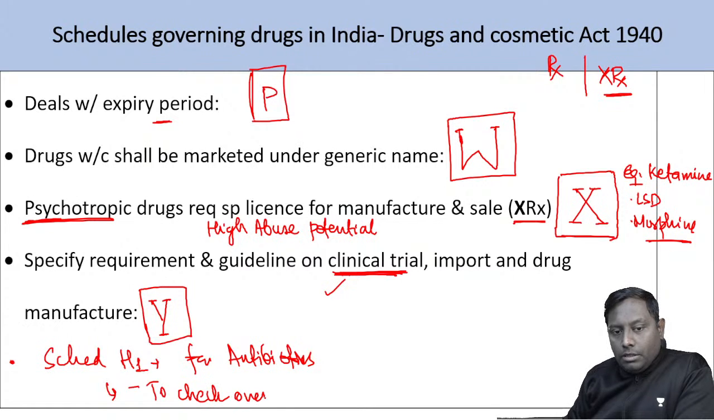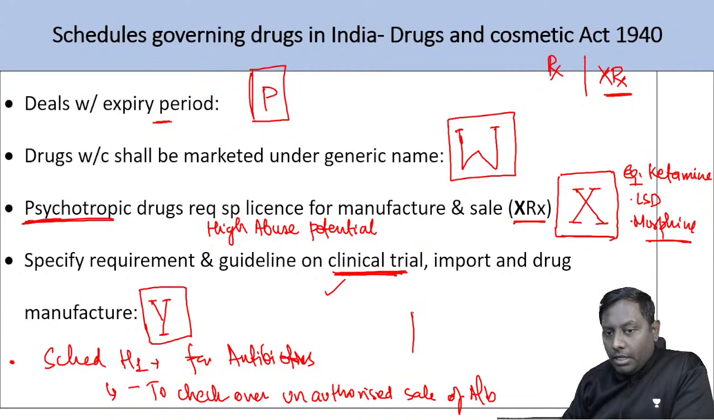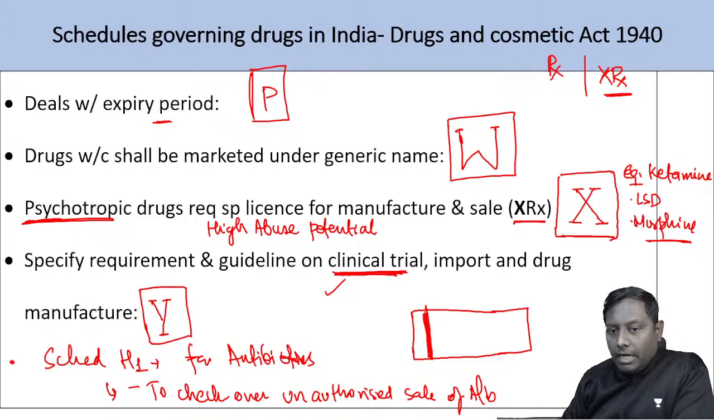To check over unauthorized sale of antibiotics. Okay, that is schedule H1, and all the drugs that are coming under H1, do remember, if you are going to see the strip of a drug, the drug strip will be something like this, and on the left hand side of the drug strip there will be a red line coming here. This red line is indicative that this is coming under schedule H1, remember. So sometimes they can give you the drug strip.